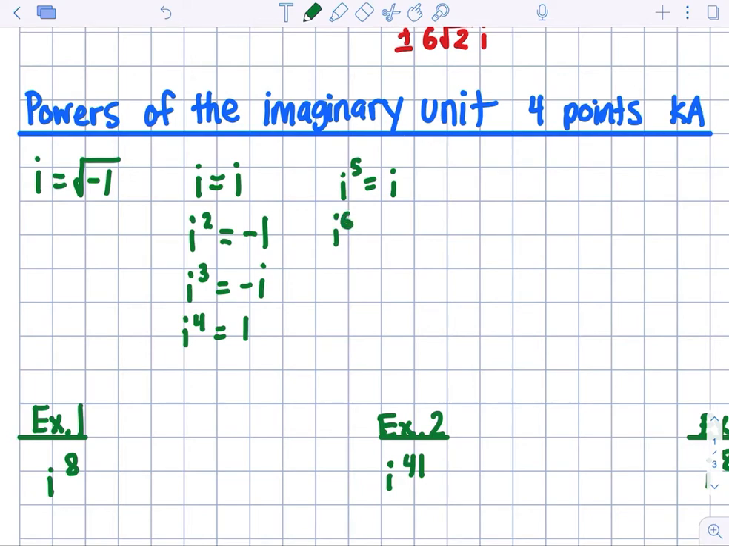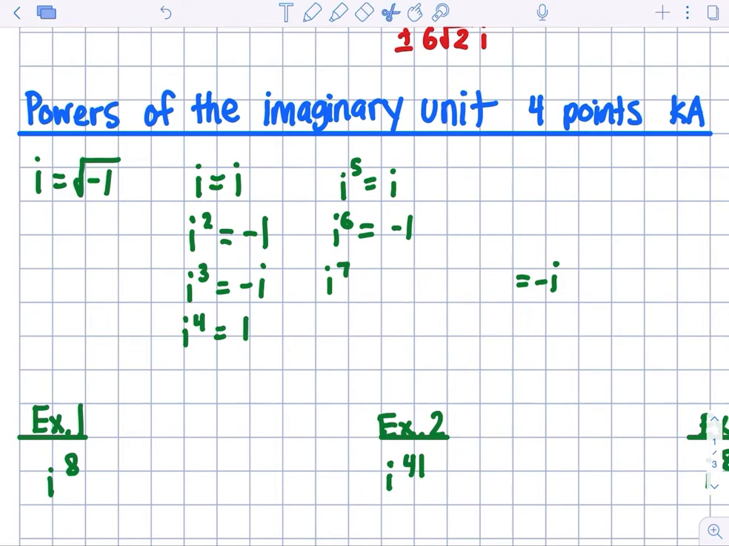How would we get i to the sixth? Well, i to the sixth will be a combination of this one and this one: i squared times i to the fourth. What is i squared times i to the fourth? i squared is -1. i to the fourth is 1. -1 times 1 is -1. i to the seventh is i to the third times i to the fourth, which is -i times 1, which is just -i.